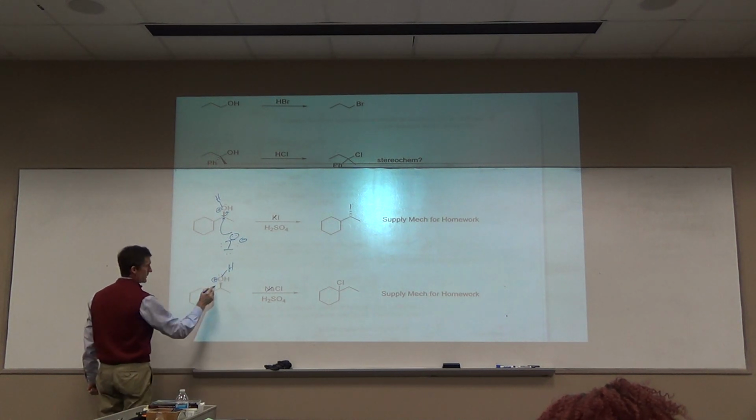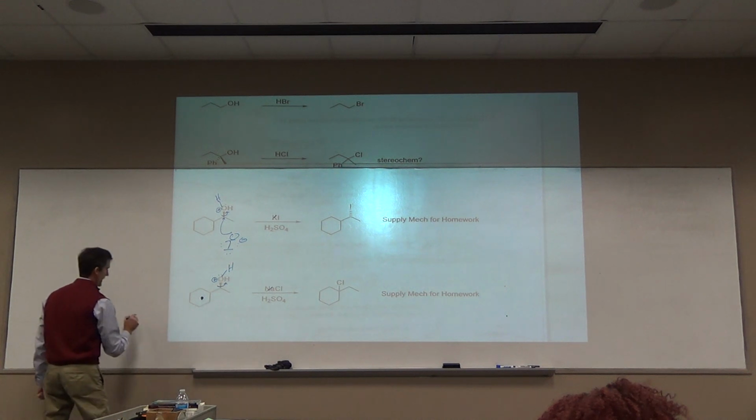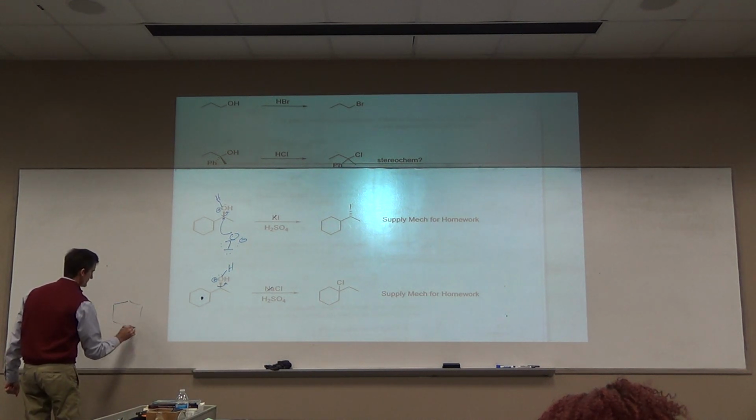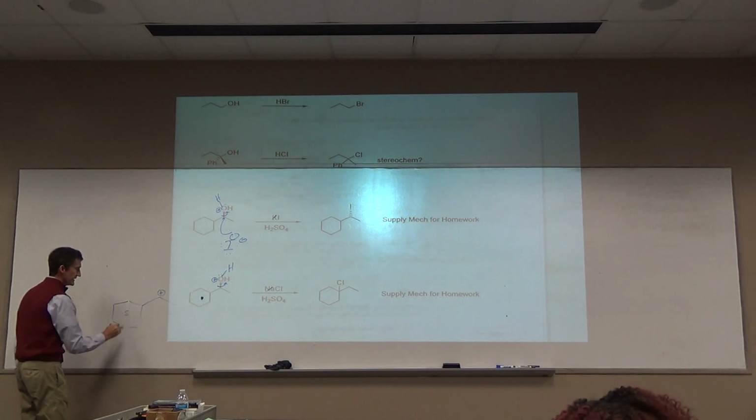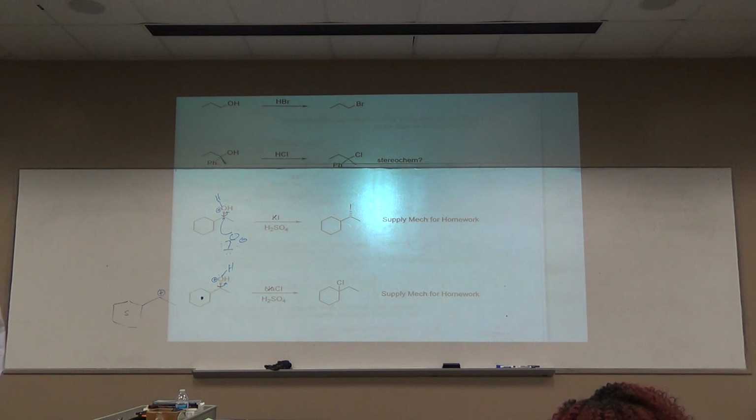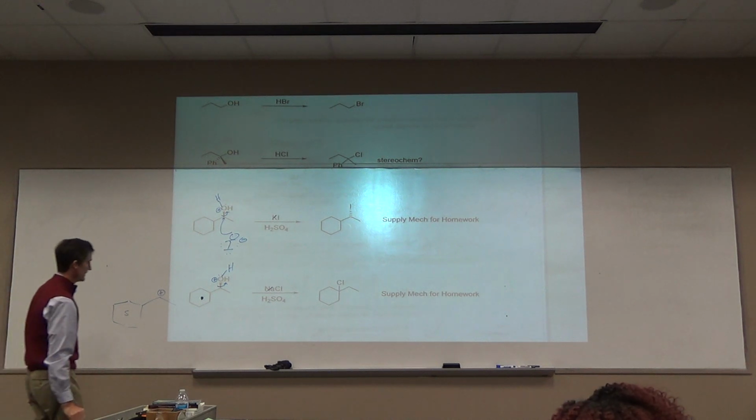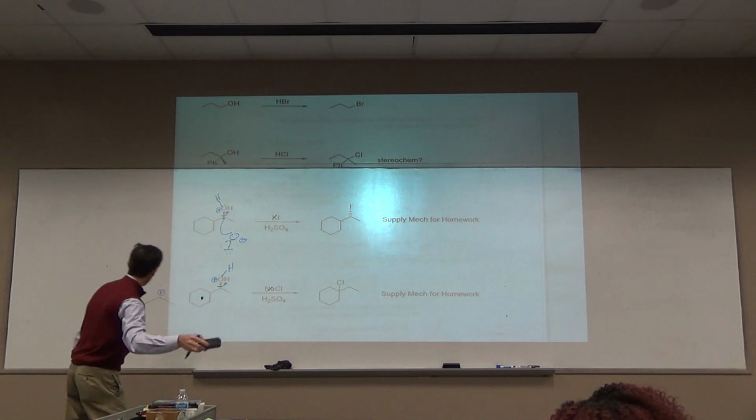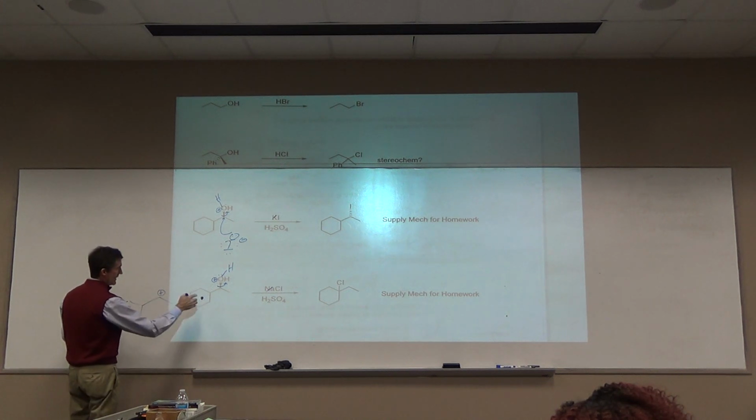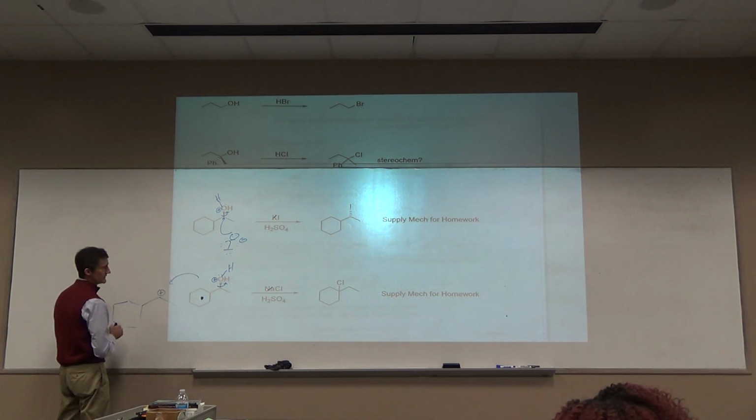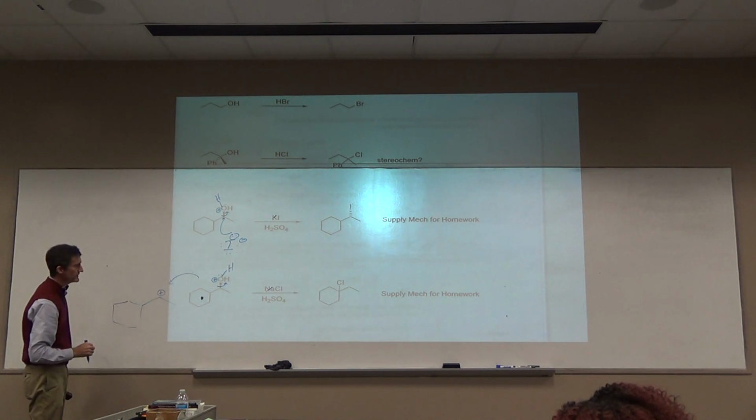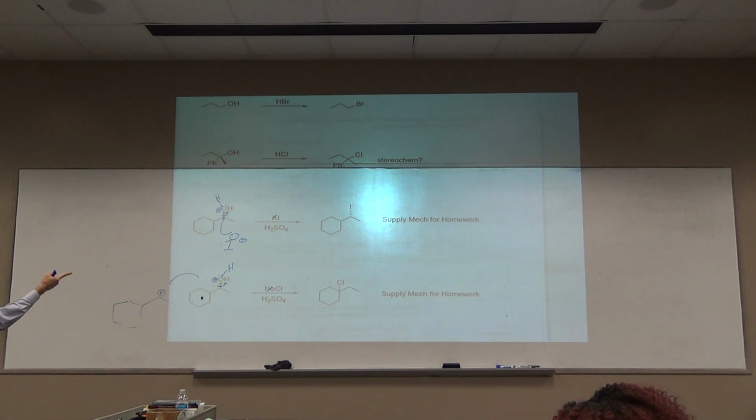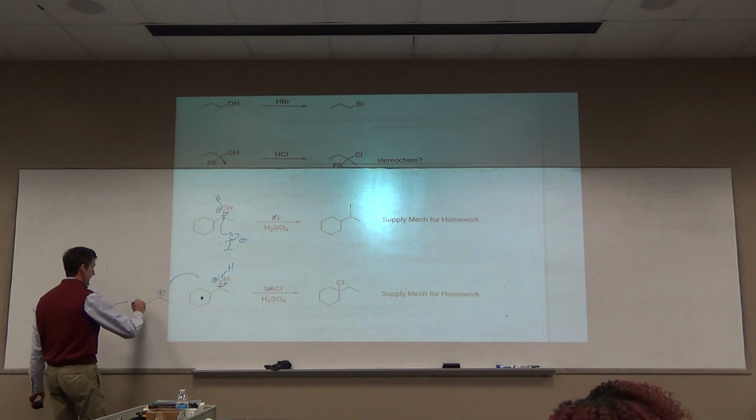Okay, at this point, water leaves, and that's going to give a carbocation. That's a saturated ring. Sometimes we say S for saturated. It's not a benzene ring. It's not aromatic. The leaving group leaves, ionization. We already had an ion, now we have a carbocation. What's next? Look at this product. How does the halide get on that other carbon? Must be a hydride shift, okay?